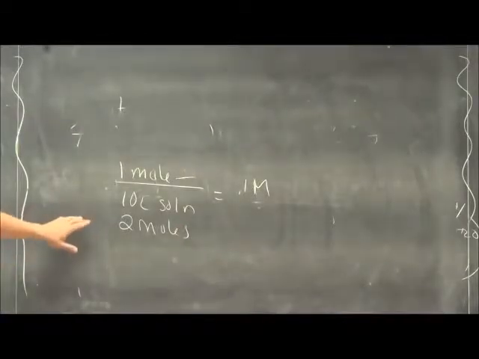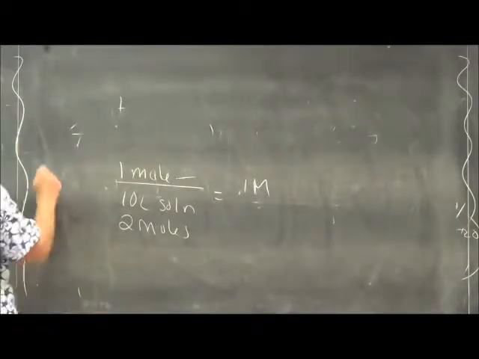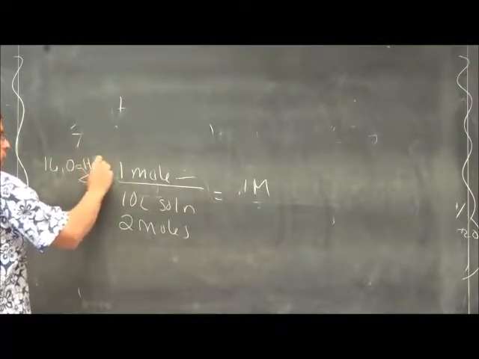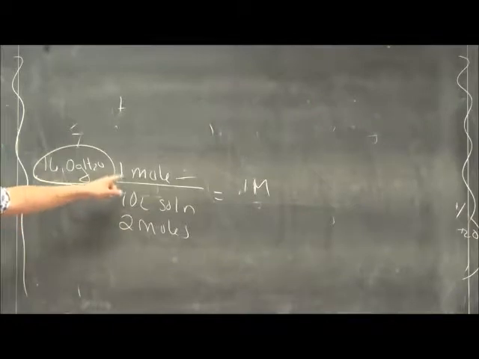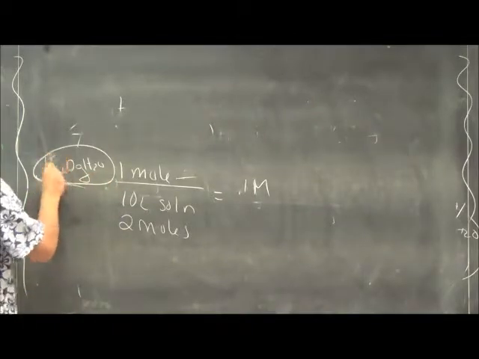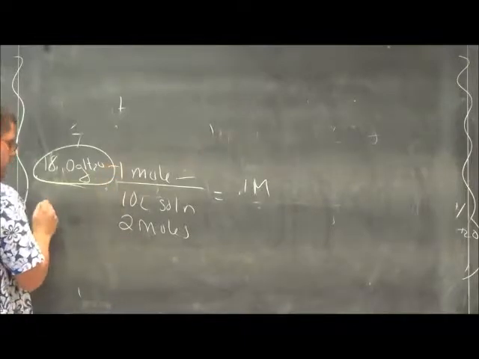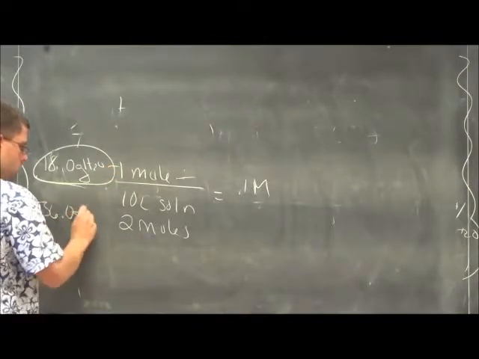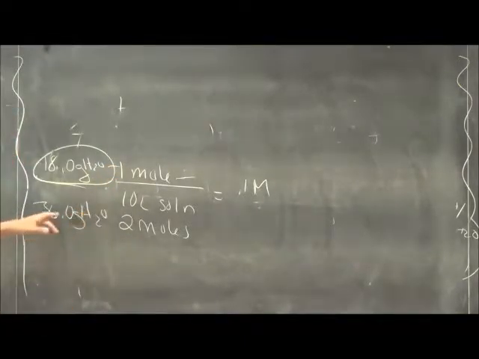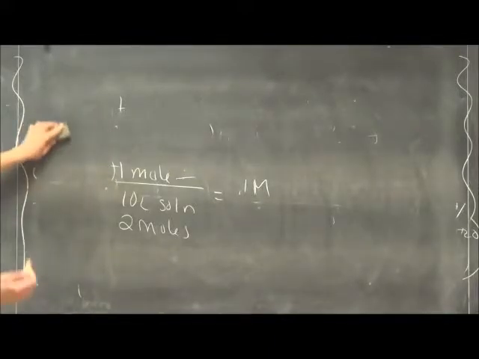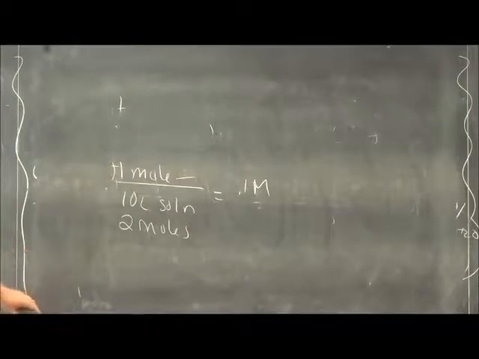If it was water, 1 mole of water is 18 grams of H2O, because that's 16 for oxygen, 2 for hydrogen. What if I do 36 grams? I shouldn't use water. Let me do something else, because it's water in water, what sense is that going to make?